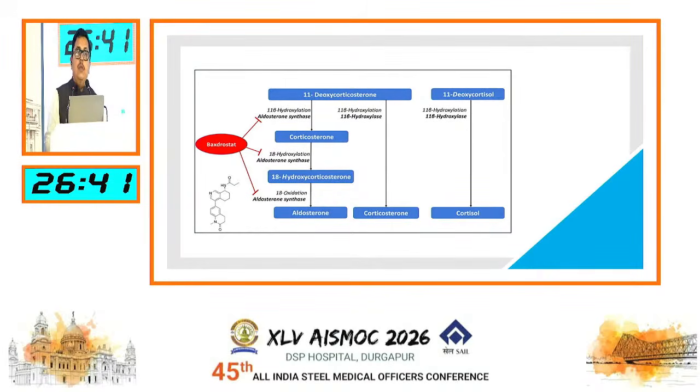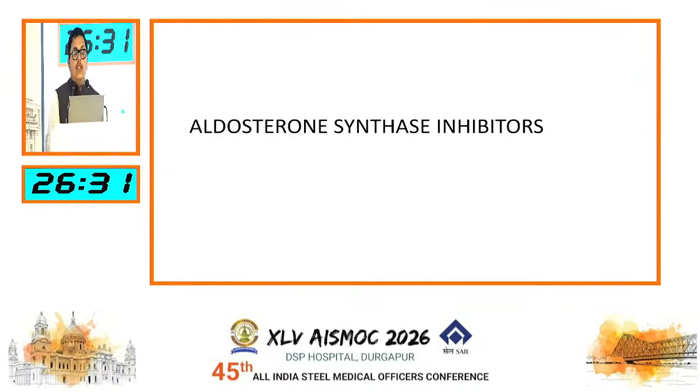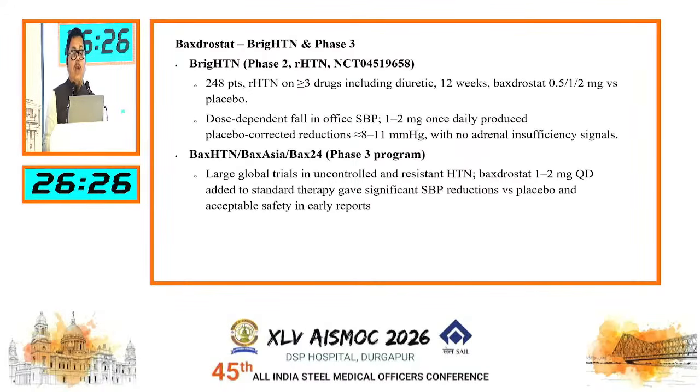Aldosterone synthase inhibitors preferentially stop synthesis of aldosterone downstream, and do not inhibit synthesis of cortisol. Aldosterone synthase inhibitors, or ASI, are undergoing phase 3 trials now. What are the drugs? Baxdrostat. The important trials are the BRIGHT hypertension trials, where they have taken refractory hypertensive patients already on 3 drugs. Use of Baxdrostat over and above all these causes a dose-dependent fall in systolic blood pressure.